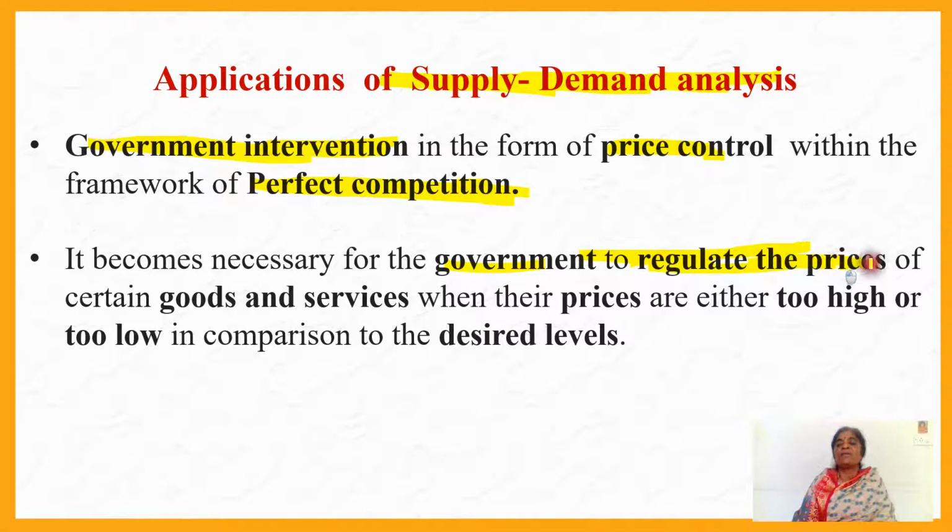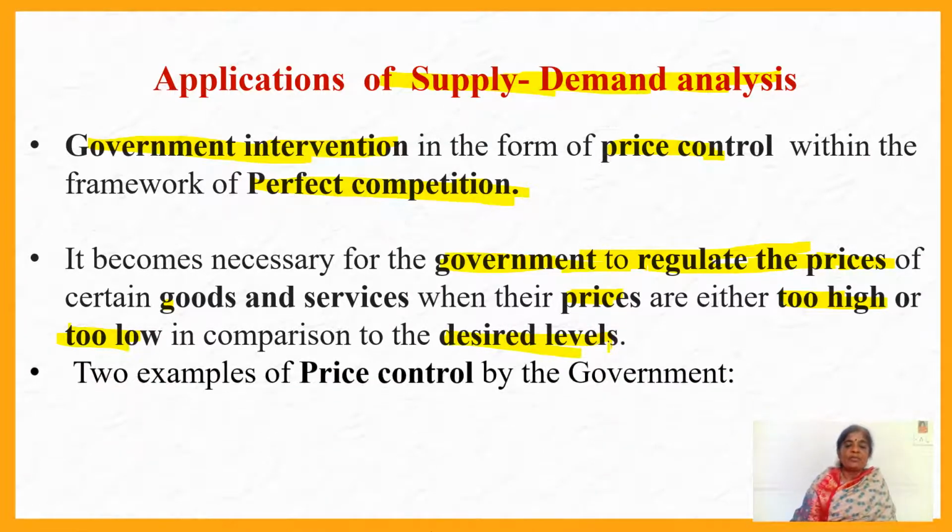When there is a high price for essential items like wheat and rice, what will happen? The government intervenes to protect the poor consumers in the form of price controls, by regulating the prices of goods and services when their prices are either too high or too low as far as producers are concerned, in comparison to the desired levels, which we will discuss further. Therefore, there are two price control measures by the government.